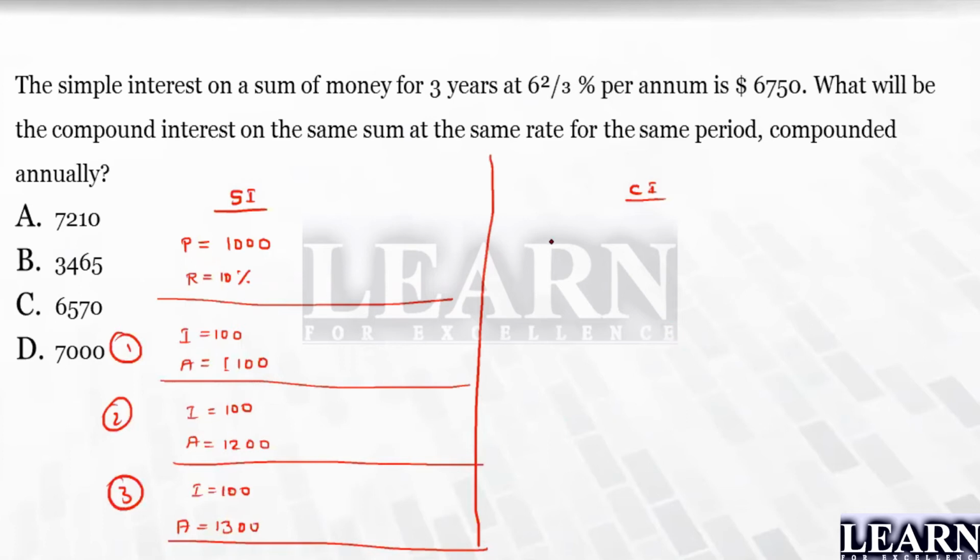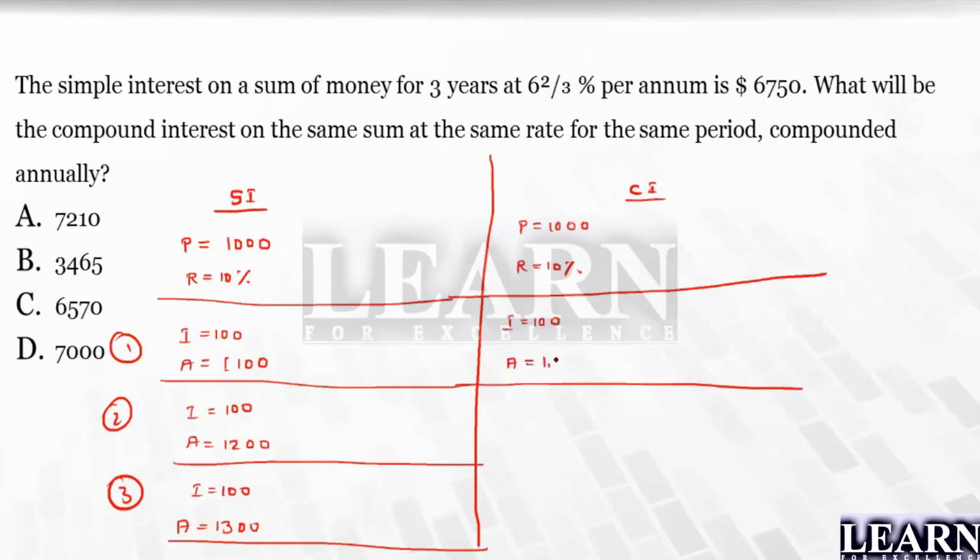Right, guys? This is how it is going to work. Now I'm going to take a principal of 1000 and a rate of 10% so that it will be clear and easy for you to understand. What happens after the first year? Can I say the interest is 100 and the amount is 1100?